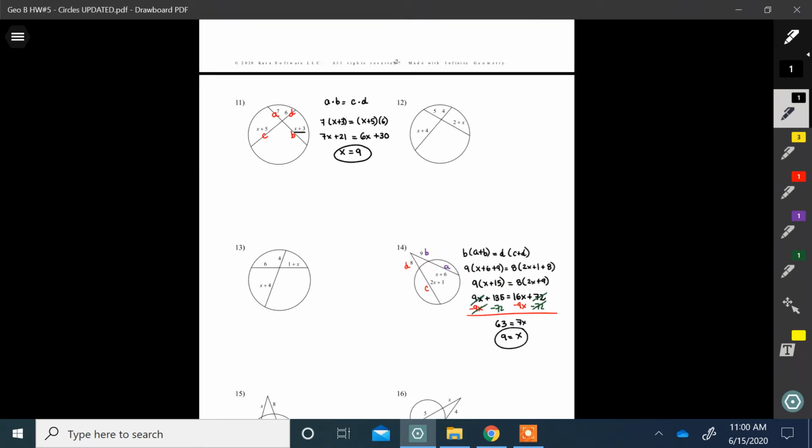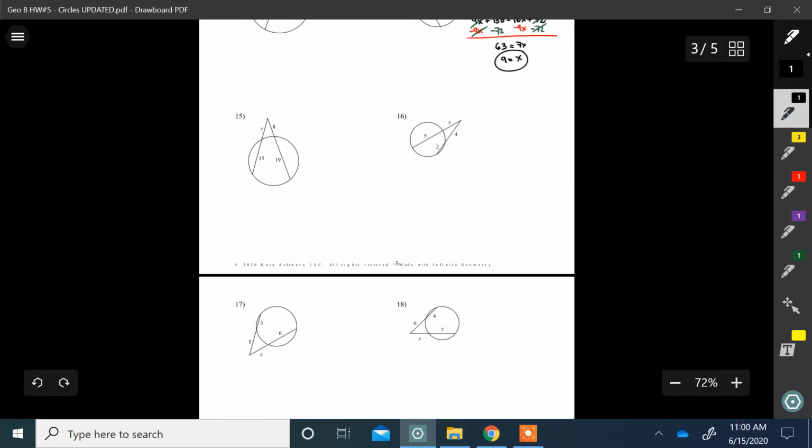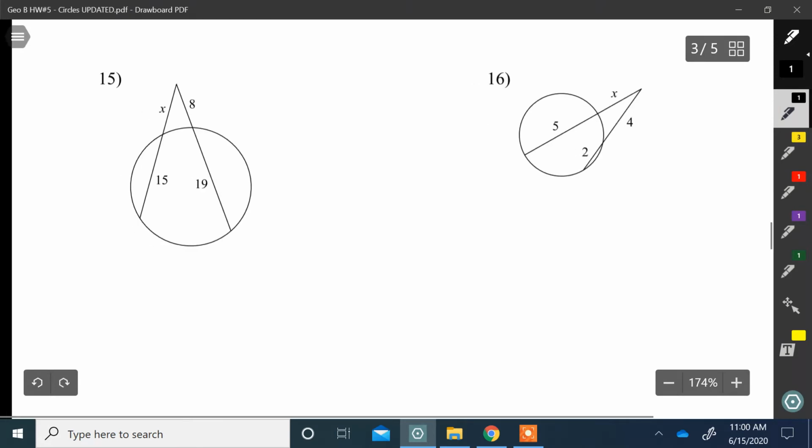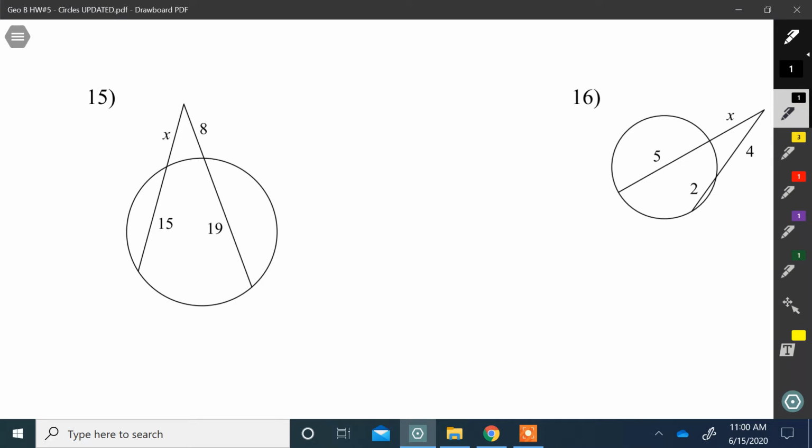And 11, 12, 13 is very similar to 11. Okay, let's do 15 now. 15 and 16 are very similar. The formula for this one here, and I'm looking at the formula sheet with my other calculator or my other computer. I do recommend that you print this out if you have a printer, because it helps so much. So I'm using the formula for 2 secants.